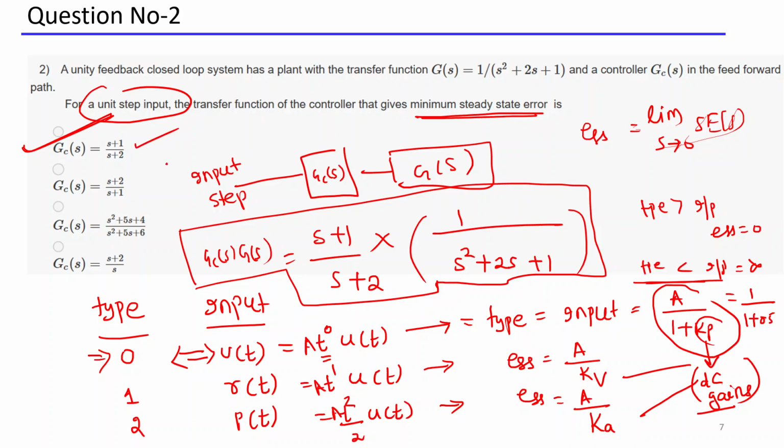Okay, so for the first case you find out, for the second case you find out, for the third case you find out, and for the fourth case. In the fourth case I clearly see that if you add this system, you will get a type 1 system. For a type 1 system with unity step input, the steady state error will be 0. So for the fourth option the error will be 0, and you find out for the remaining 3 what the steady state error is, and then conclude which one has the minimum steady state error out of these 4 options.